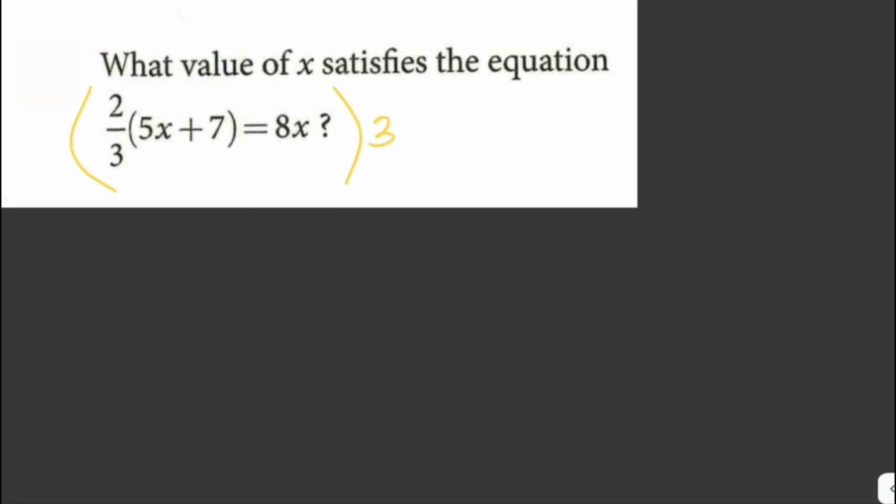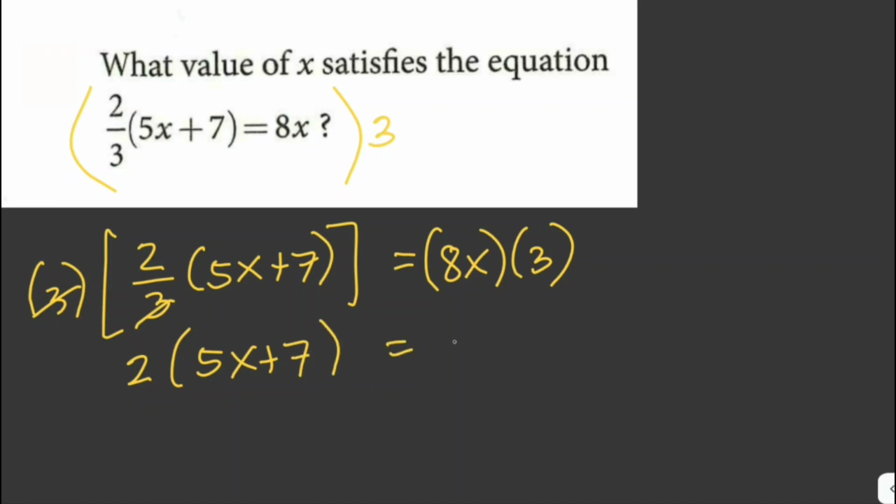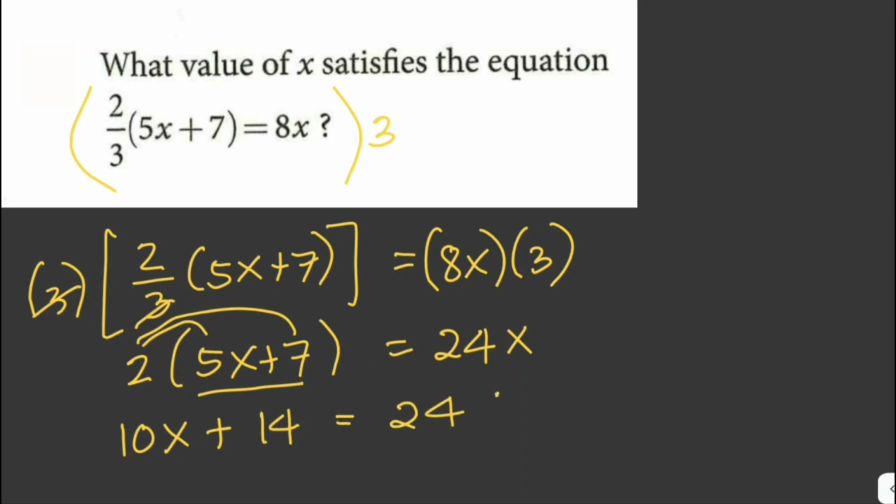So that is 2/3 times 5x plus 7, times 3 equals 8x times 3. So 3 here cancels out, and we're left with 2 times 5x plus 7 equals 24x. And then we can distribute to the expression inside the parentheses, which is 5x plus 7. So that is 2 times 5x, that is 10x, plus 14 equals 24x.